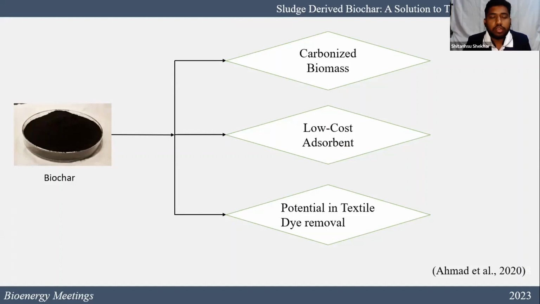If we characterize it, biochar is nothing but carbonized biomass. It is the conversion of the biomass into carbon, and it is also a low-cost adsorbent. It has some potential in textile dye removal also, which we will see in the results and discussion part.